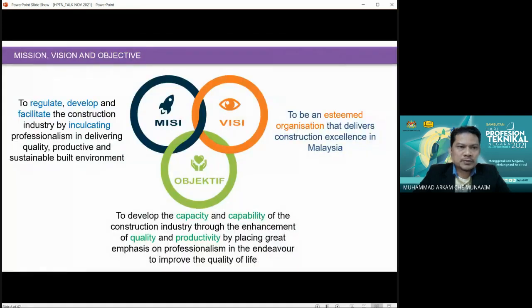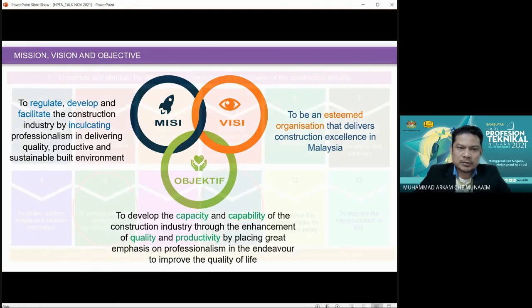With these three, mission, vision, and objective of CIDB: to regulate, develop, and facilitate the construction industry by inculcating professionalism in delivering quality, productive, and sustainable built environment. The vision is to be an esteemed organization that delivers construction excellence in Malaysia. So construction excellence is the main words here. The objective is to develop the capacity and capability of the construction industry through the enhancement of quality and productivity by placing great emphasis on professionalism in the endeavor to improve the quality of life.